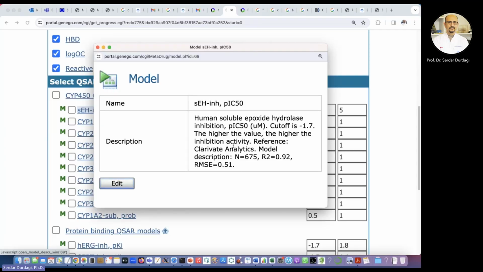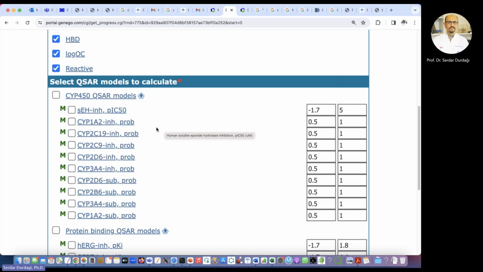And again, for each molecule, you can see here the statistical results, statistical data about the model. So, for example, this model is constructed with 675 compounds. Its R-square value is 0.92, which is quite high, and its root mean square error is about 0.5. So you can also find this kind of statistical results for each of the models.